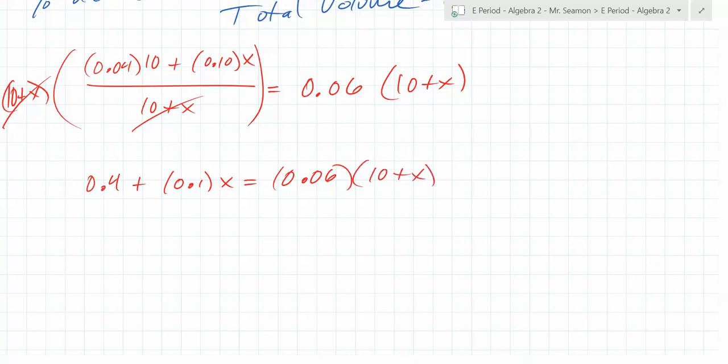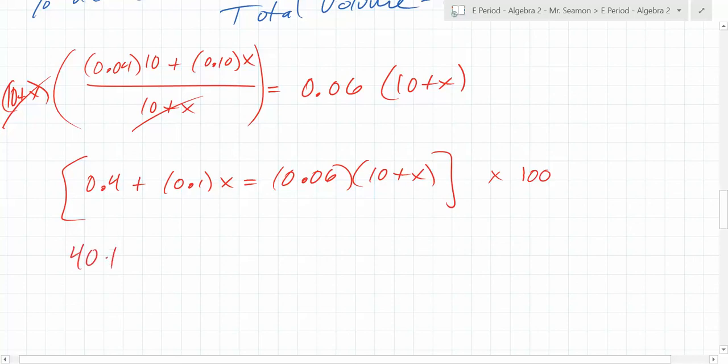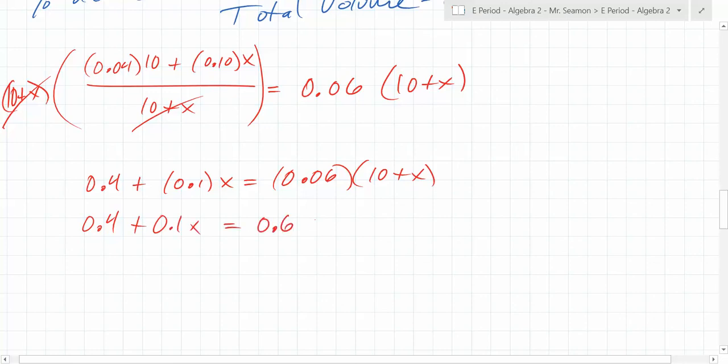Keep going. Why would you multiply this by 100 right now? 40 plus 10x equals 6 times 10 plus x. You could, right? Yeah, it does get bigger. 0.4 plus 0.1x equals, what does it turn into? 0.6 plus 0.06x? Like that? Yeah, I like this.